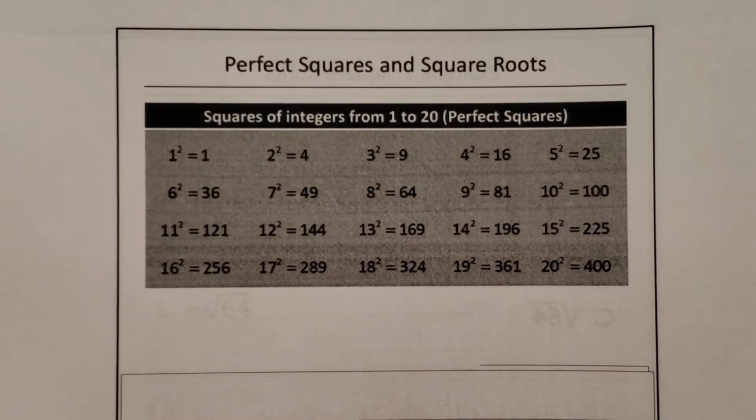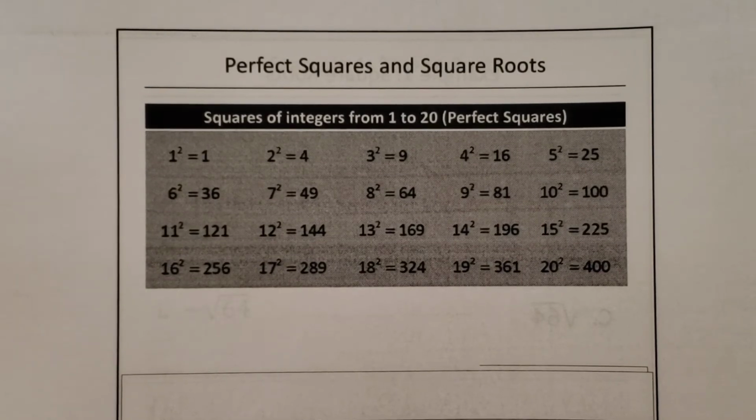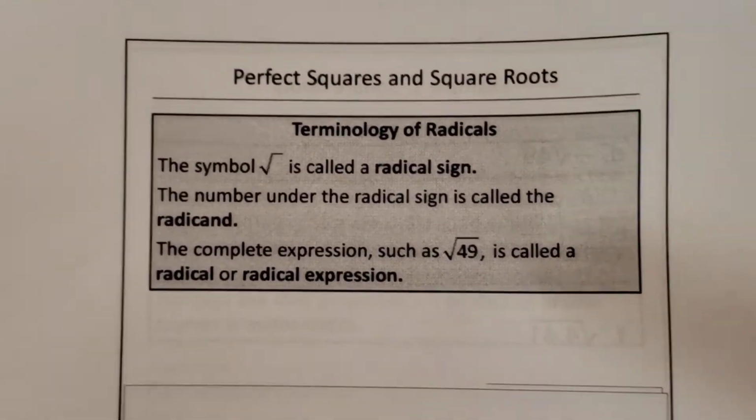So when you're doing some of the problems in this chapter, it's easier for you if you recognize perfect squares. If you automatically know that 64 is a perfect square, then that's going to help you a little later on.